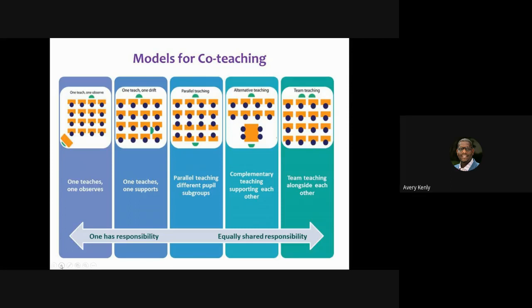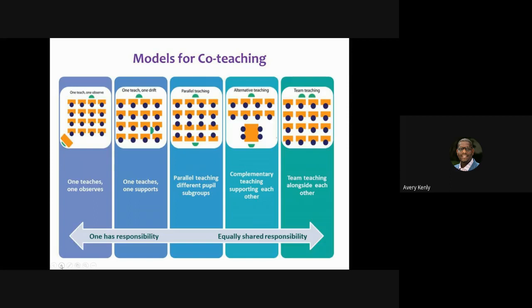In our next model, we have one teach, one drift. Now, this also is called one teach, one assist, where again, you have one teacher that takes the primary role for instruction. The second teacher drifts through the class or traverses through the class, assisting students as needed. The third model is parallel teaching. In this particular model, the class is split in half, and both educators take responsibility for teaching the same content. Now, with this particular model, teachers are in the same location, teaching to a split group of students, for which either teacher could have students with disabilities in each setting.